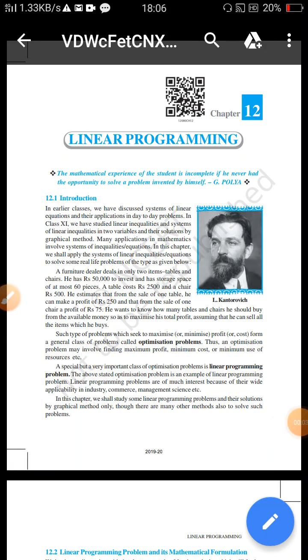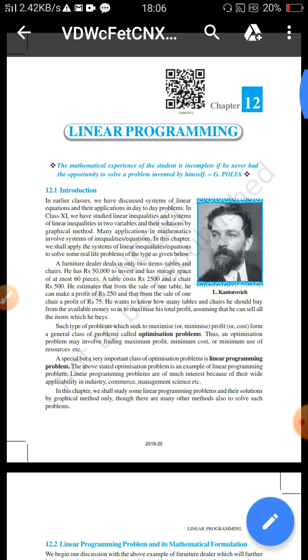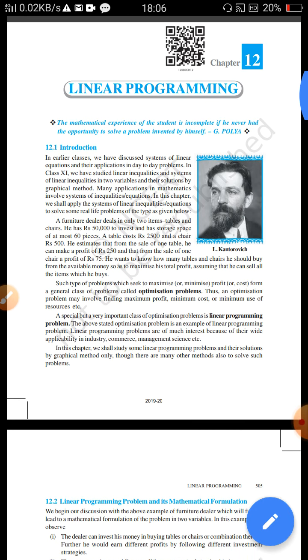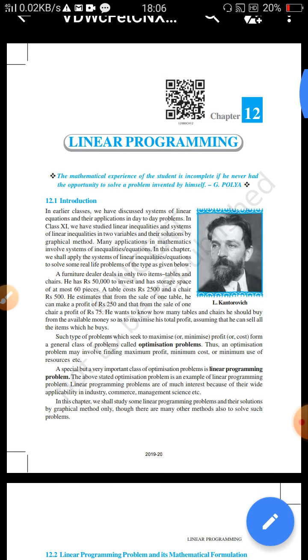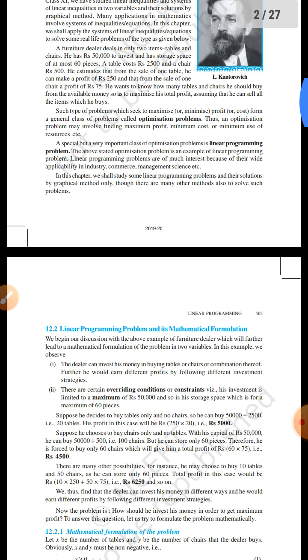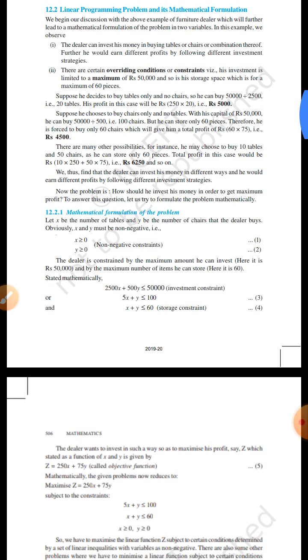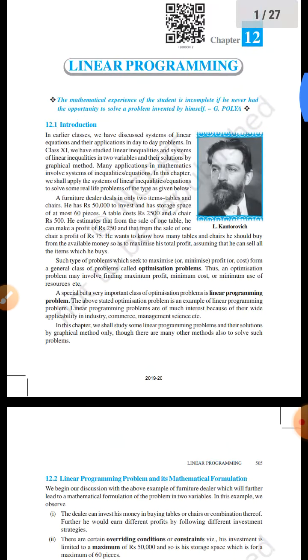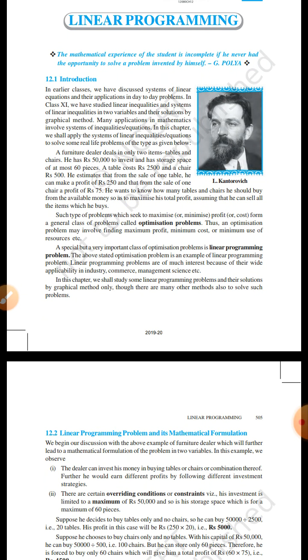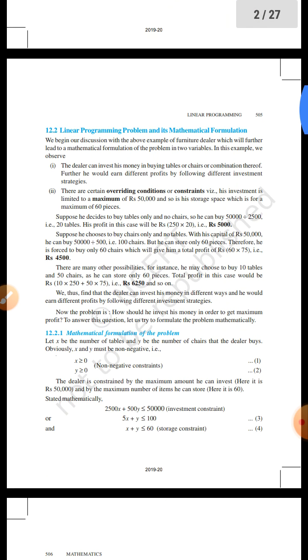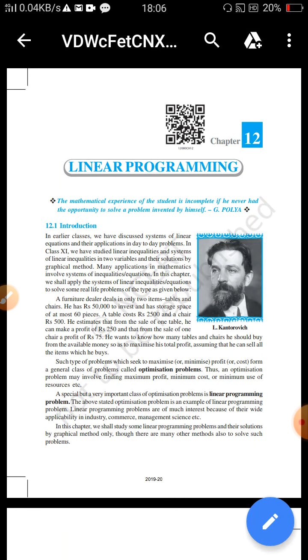Today we are going to see linear programming for class 12th, chapter number 12. Here I am going to teach you some important questions for CBSE board exams, which I referred from 5 consecutive question papers. On that, the frequently asked questions I am going to discuss today.